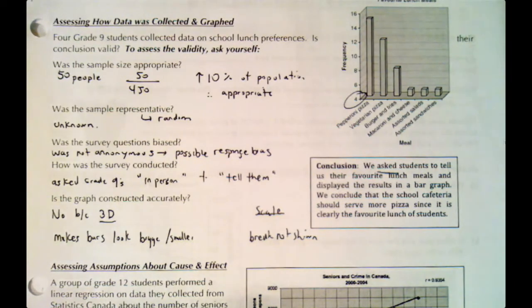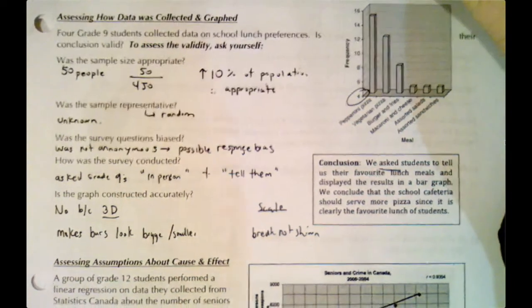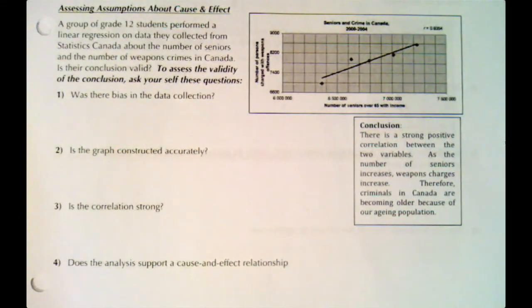Let's look at one last example and analyze cause and effect. A group of grade 12 students performed a linear regression. You've done one of those. On data they collected from Statistics Canada about the number of seniors and the number of weapons crimes in Canada. Is their conclusion valid? To assess the validity of conclusions, ask yourself these questions.